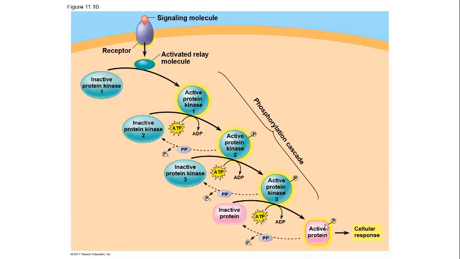Here's a picture of transduction, and here you see a series of protein kinases that are going to be activated through phosphorylation. So you see that the ligand binds the receptor. That causes an initial relay molecule to be phosphorylated, and this phosphate group is passed from kinase to kinase. We call this series of phosphorylations a phosphorylation cascade. It can sometimes involve second messengers as well, and eventually this is going to lead to some type of cell response.